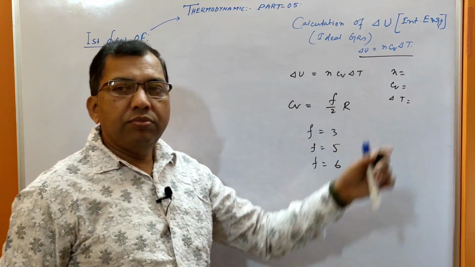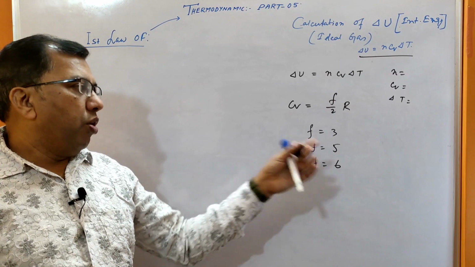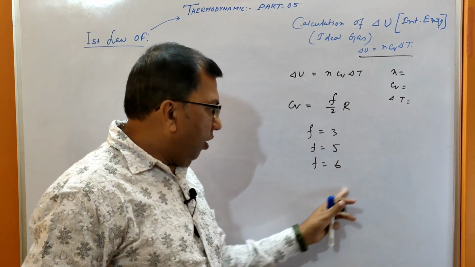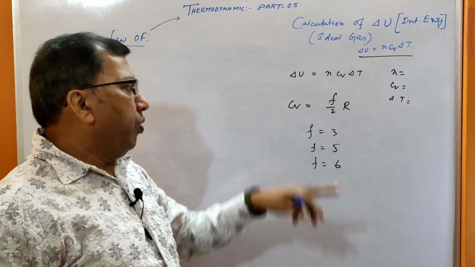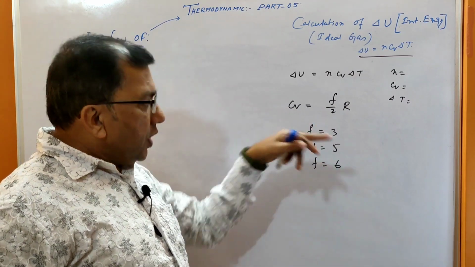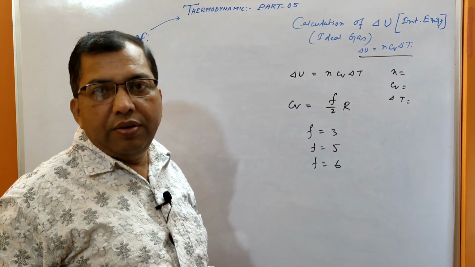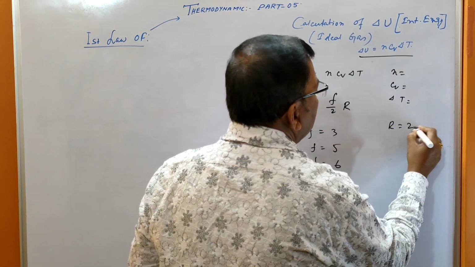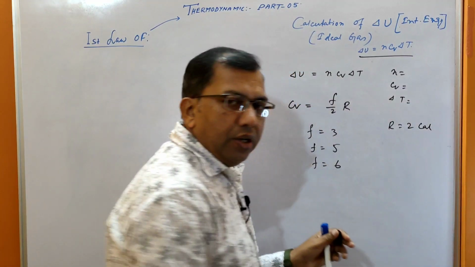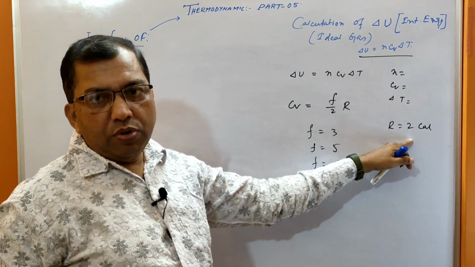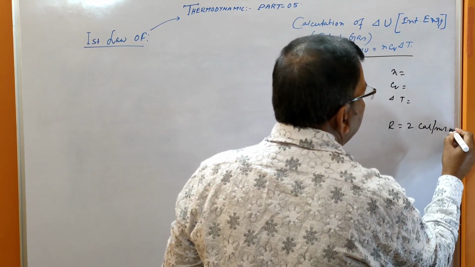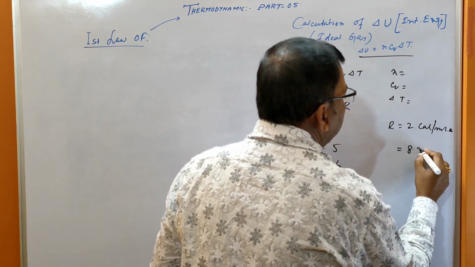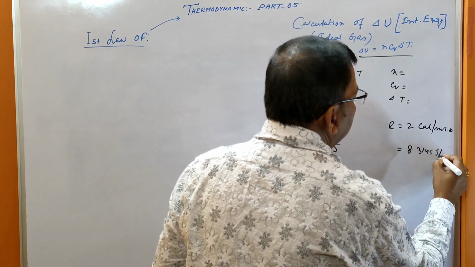Monoatomic gases are helium, neon and so on. Diatomic gases are oxygen, nitrogen, and polyatomic gases are O3, SO3, all these things. So the value of f will be given according to the gas, and we put in the value of R. In the case of calories, the value of R is approximately 2 calories per mole Kelvin. In the case of joules, the value of R is 8.314 joules per mole Kelvin.